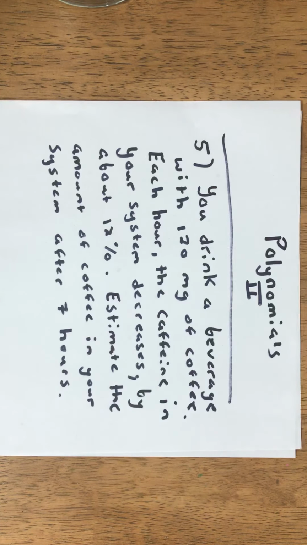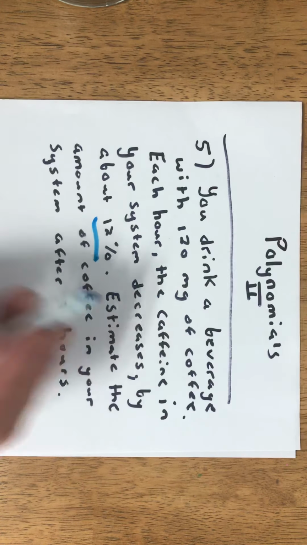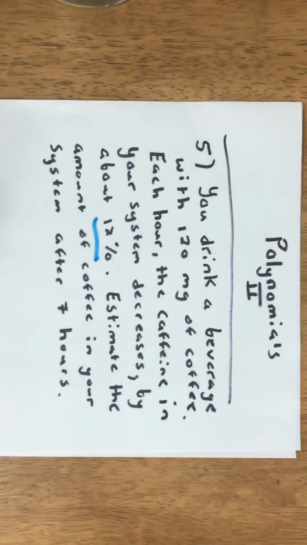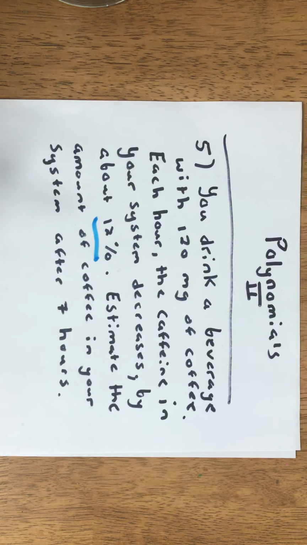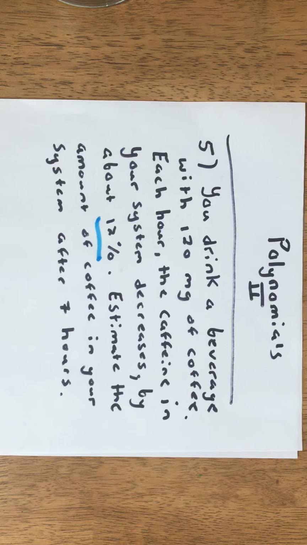So this question says, you drink a beverage with 120 milligrams of coffee. Each hour, the caffeine in your system decreases by about 12%. Estimate the amount of coffee in your system after 7 hours. Anytime you're increasing or decreasing by a percentage, meaning you're not going up by a constant amount, you're not going up by 5 milligrams each time or down by 10 milligrams, anytime it's a percent, you're doing an exponential function.